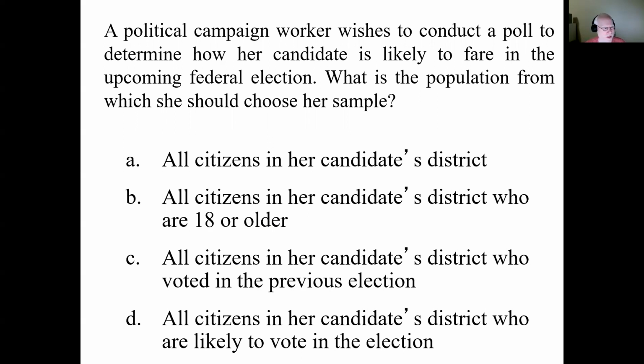Pause it and think about this one. This is a little bit tougher. This is going to take a little bit of thinking. So think about it and then give your best answer here.